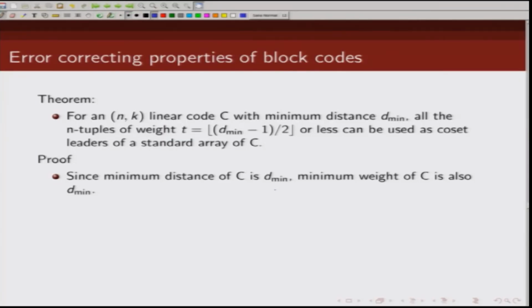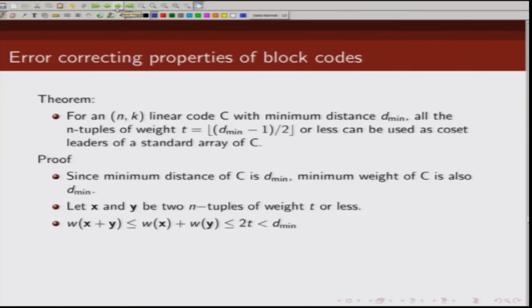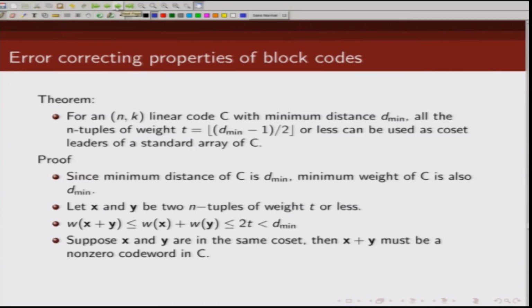So, minimum distance of a code is d min. So, minimum weight of the code is also d min. Let x and y be two n-tuples of weight t or less. Now, weight of x plus y will be less than or equal to weight of x plus weight of y. Why? Because there might be some overlapping ones at some locations of this n-tuple x and y, and we are given that the weight of x and weight of y is at most t. So, then weight of x plus weight of y will be less than or equal to 2t, and this is less than minimum distance, because minimum distance of a code is at least 2t plus 1.